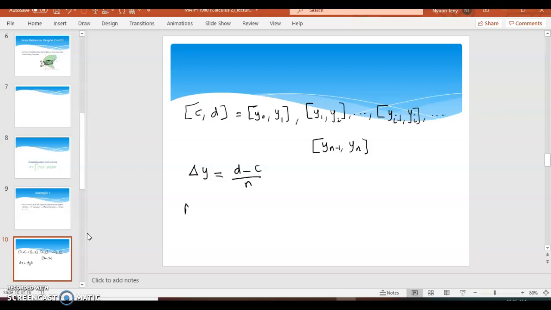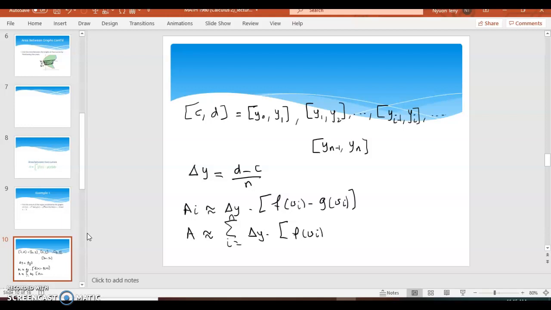Now if we want to find the area A sub I, it's approximately equal to delta y times f of v sub I minus g of v sub I. So A is approximately equal to the summation from I equals 1 up to n of delta y times f of v sub I minus g of v sub I.